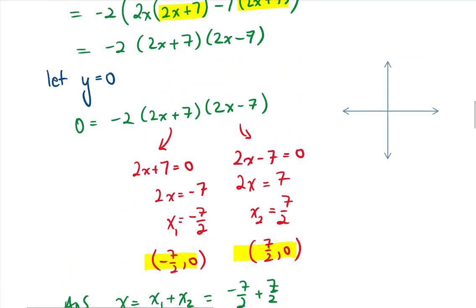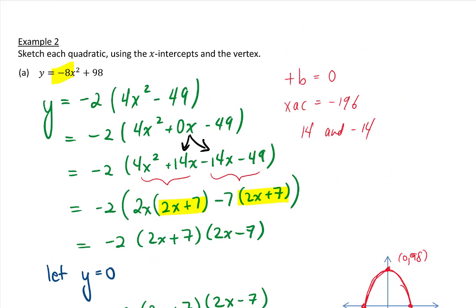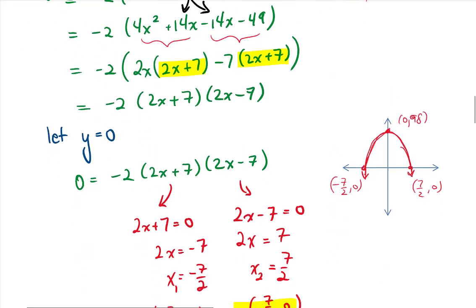So if we go back to our graph, we can plot those points. We can say that's negative 7 over 2 and 0. Here is 7 over 2 and 0. And then we have 0 and 98. And notice we have a parabola that opens downwards, which matches the negative a value we have in our equation.